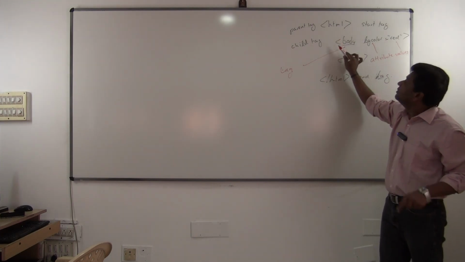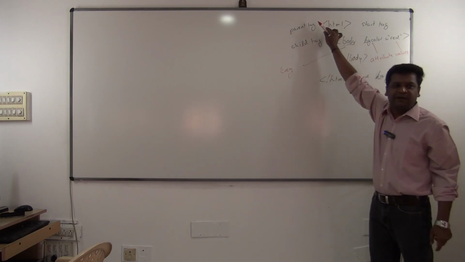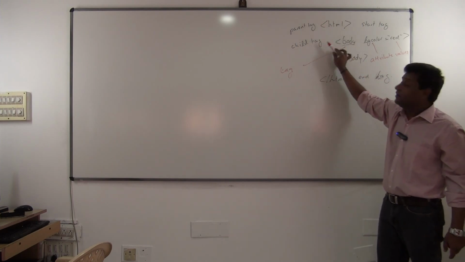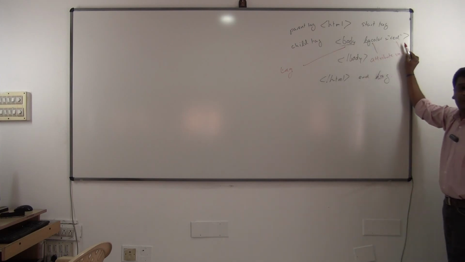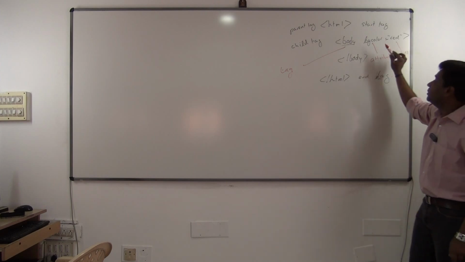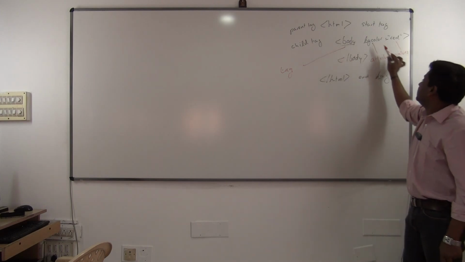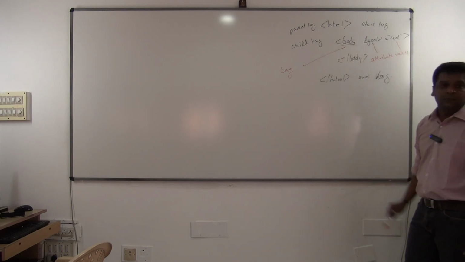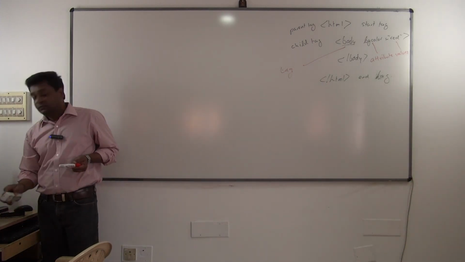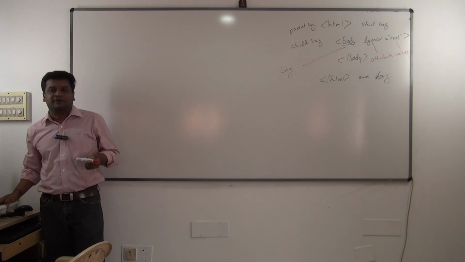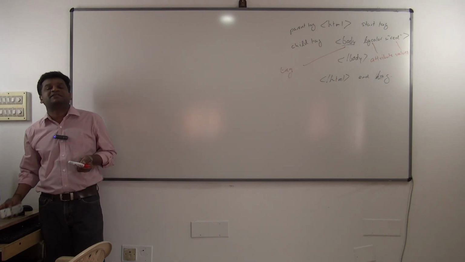A tag can have a child tag. So that time this becomes the parent tag, this becomes the child tag. Then a tag can have what? Attribute and values. Why we use this I'll be explaining, but just understand the syntax first. Understood? So body is the tag, BG color is the attribute, red is the value.